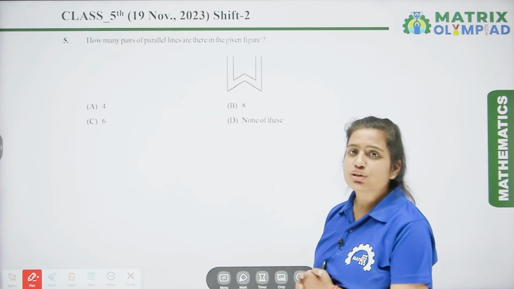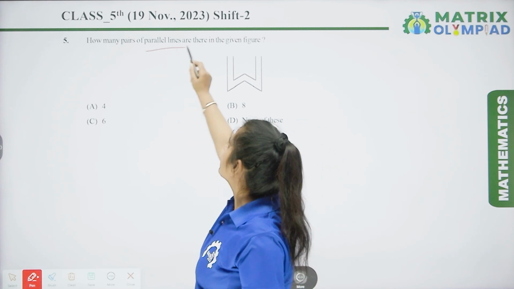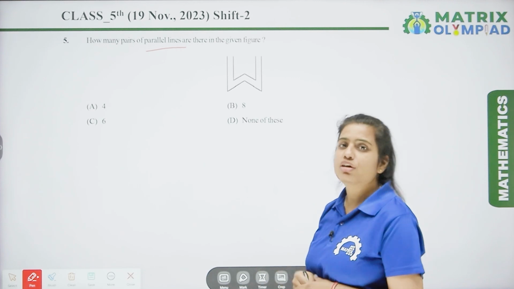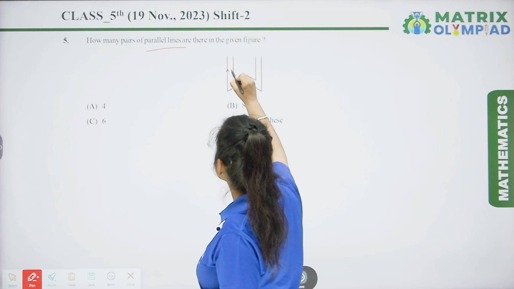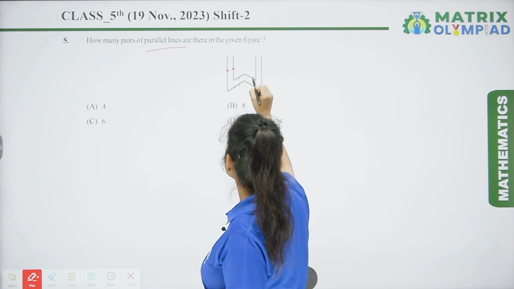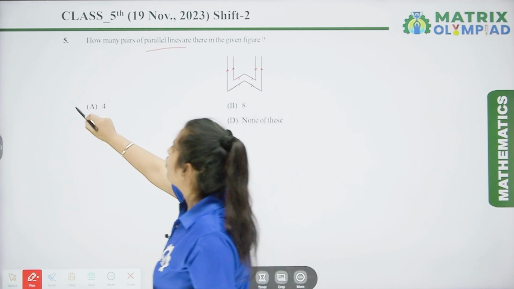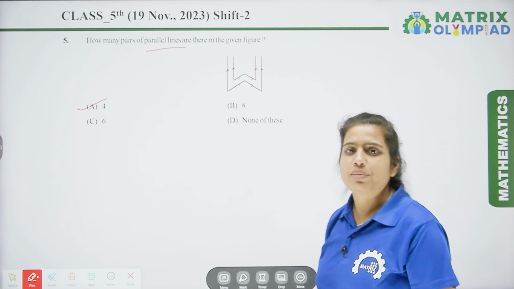Now the next question is question number 5. How many pairs of parallel lines are there in the given figure? So here we have to find out the pair of parallel lines. So here this is 1, 2, 3 and this one is 4. So option A is the correct answer, as there are 4 pairs of parallel lines.